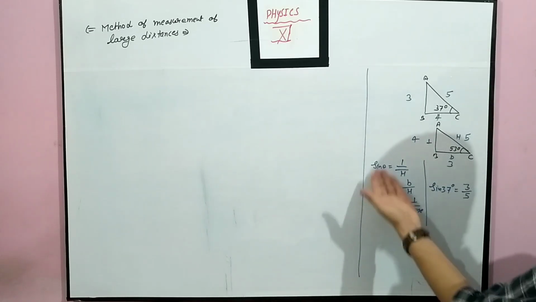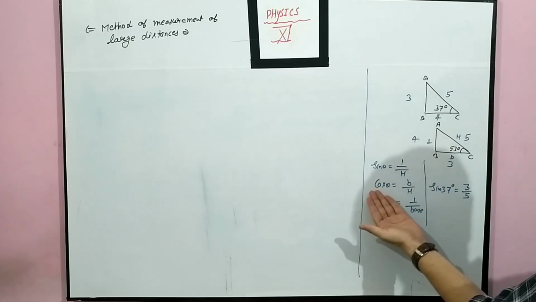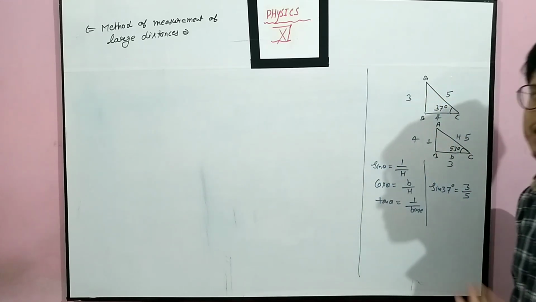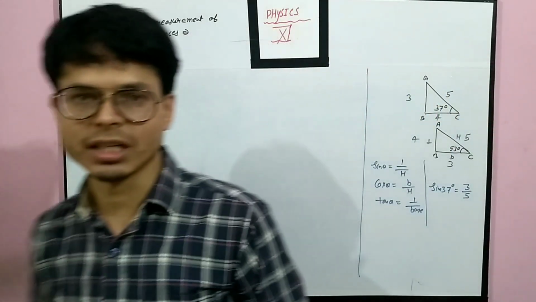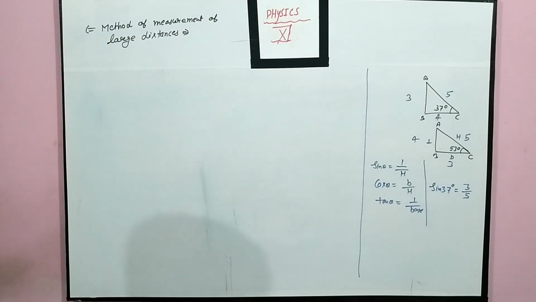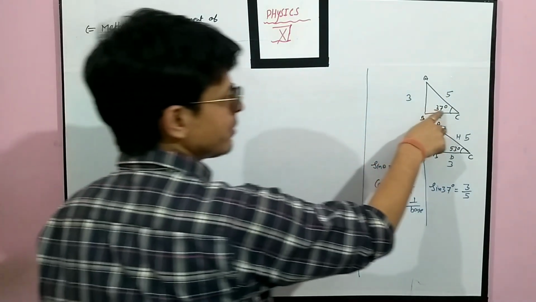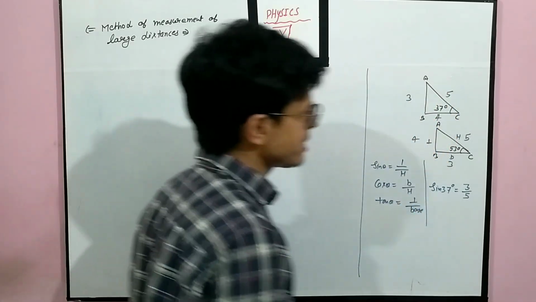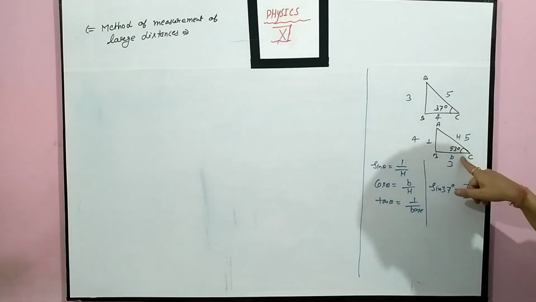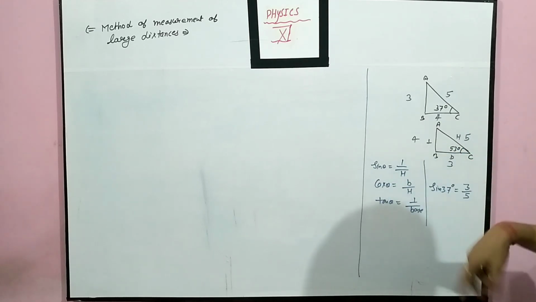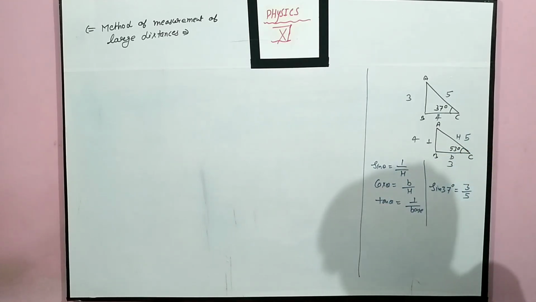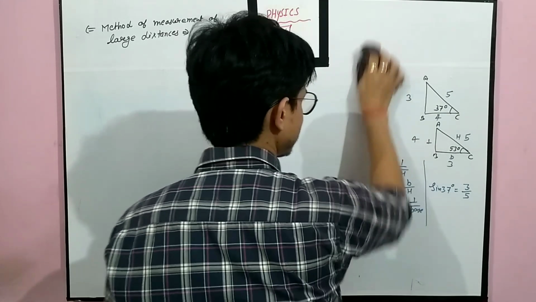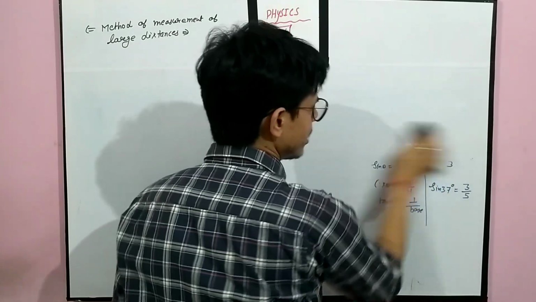Similarly, you can find out sin 53, and with cos 10, everything you can find out. So these two you keep in your mind. This is very important for competitive exams. See, these are fixed. In 37, perpendicular is 3, base is 4, hypotenuse is 5, and in case of 53, perpendicular is 4, base is 3, and hypotenuse is 5. So in the triangle method, keep this thought in your mind.